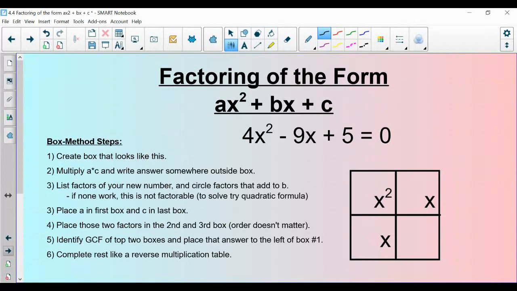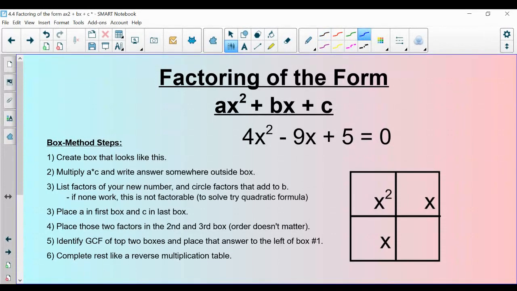Okay, this one is only different because it's set equal to 0. So the steps are going to be really the same. You're just going to have one extra step at the end. So this would be a great time to go ahead and try it, see how you do.